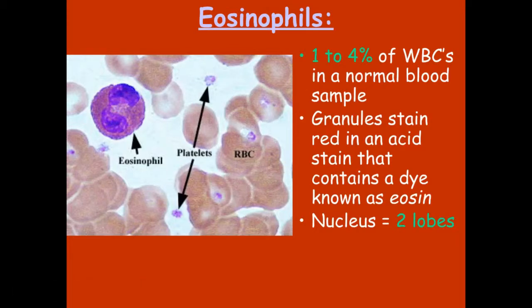Okay, the eosinophils. They make up 1 to 4% of the white blood cells in a normal blood sample. The granules stain red in an acid stain that contains a dye known as eosin. The nucleus of an eosinophil typically has 2 lobes. Okay, so here's the eosinophil, granules inside here stained red, and those are the 2 lobes of the nucleus of the eosinophil. So remember 3 to 5 for a neutrophil, now 2 for the eosinophils.